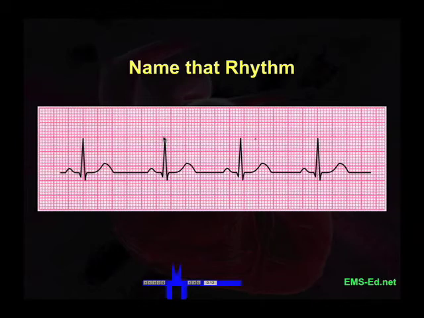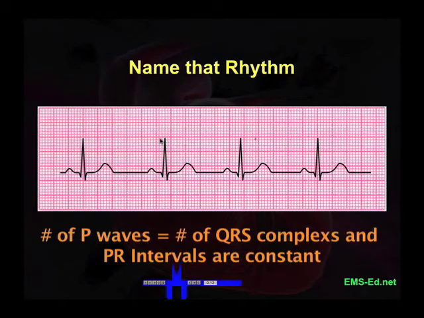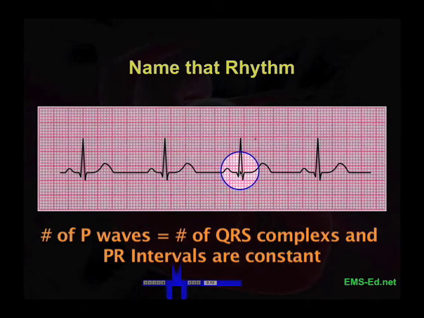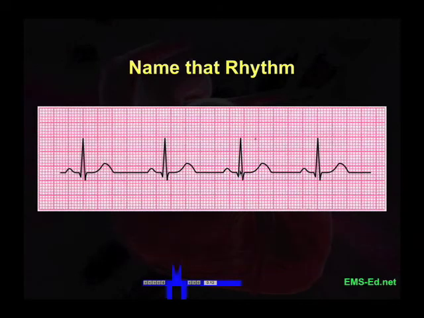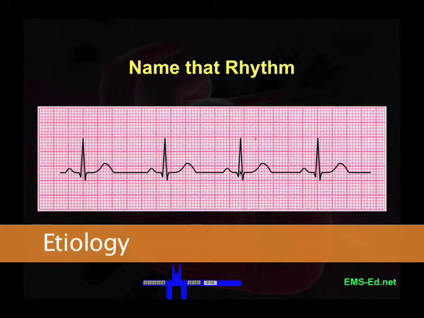It's sinus because there are P waves driving the beat, and the rate is less than 60. P wave, QRS, P wave, QRS. The P waves are clearly driving the QRS complex. So what is the etiology of sinus bradycardia?